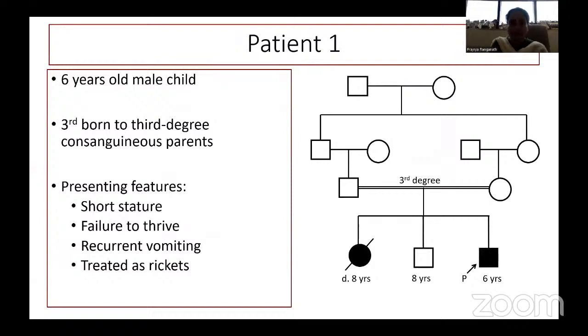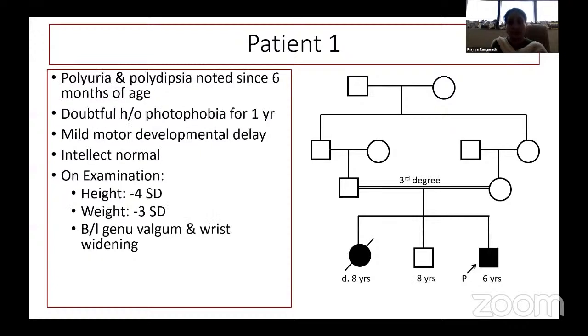So I'll begin with this family. This was a 6-year-old male child who was a third born to third degree consanguineous parents. His presenting features were short stature, failure to thrive, recurrent vomiting, and he was being treated as rickets by two or three pediatricians outside. When we asked about the history further, we found that the child had polyuria and polydipsia noted since about 6 months of age. There was also some doubtful history of photophobia for the past 1 year, which the parents were not very sure about. There was mild motor delay, but otherwise the intellect was normal.